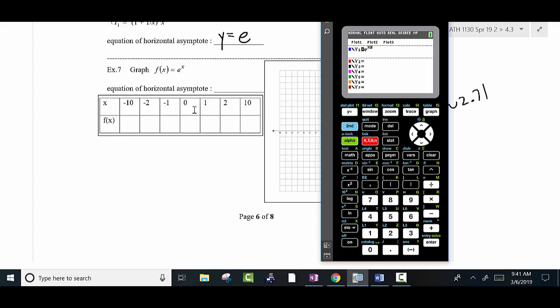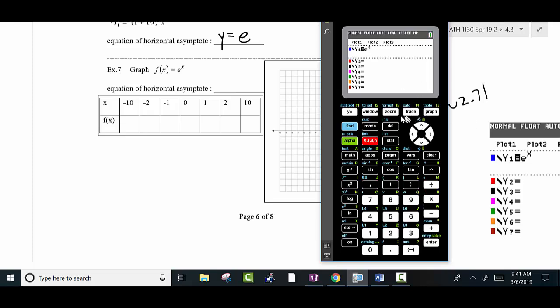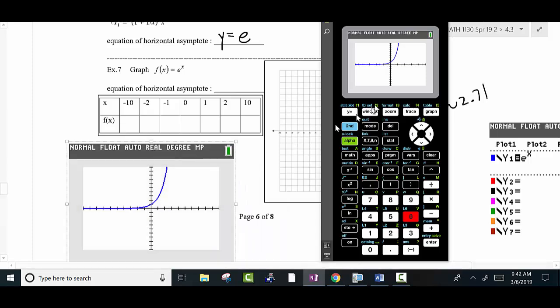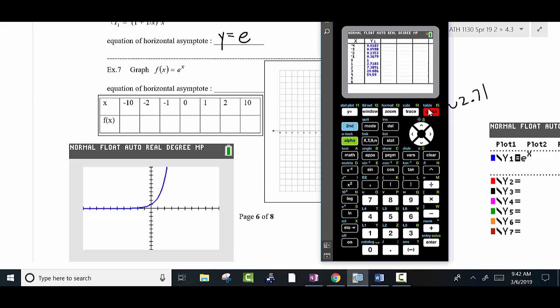And then we're just going to do this in a standard window. So once you get that put in, just go zoom 6 for the standard window, and this will roughly give you what this graph is going to look like. Then we'll fill out this table just by tracing. Actually, it's just as easy to look at the table. So once you get your graph, you can go second graph and look at your table of values, and I want to just get enough values on here.